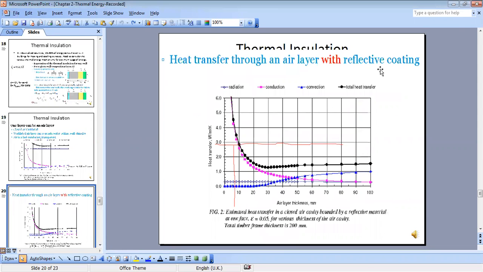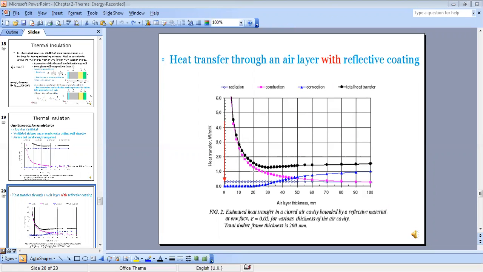So if we put a reflective coating on the external surface, then look, we have reduced the heat transfer by radiation, which was nearly 4.5 watt per meter square Kelvin. When we put the reflective coating, we reduce this flux by a high amount. So it's reduced to nearly 0.5 watt per meter square Kelvin.